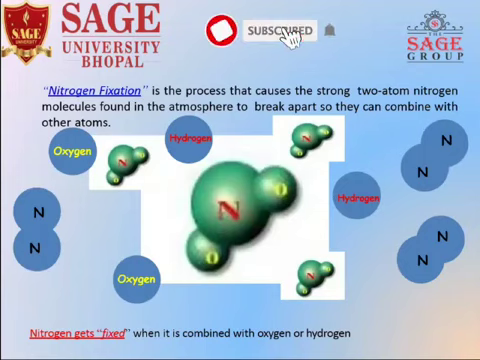The first stage of the nitrogen cycle is nitrogen fixation. In this process, the strong two-atom nitrogen molecule found in the atmosphere is broken into single atoms, so they can combine with other atoms. When the two nitrogen atoms are broken and combine with other atoms, nitrogen fixation happens. Nitrogen gets fixed when it is combined with oxygen or hydrogen.